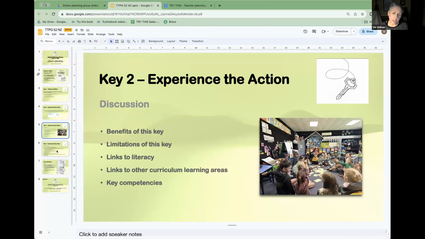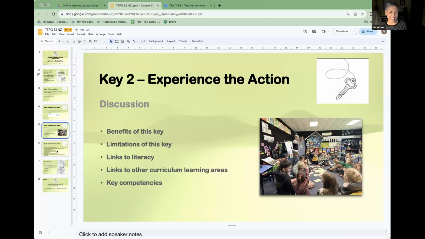In terms of curriculum learning areas, depending on the book that you choose, clearly you could take this into Anzacs, you could take this into New Zealand history, you could take this into your pūrākau from your local area. The context is all there in the book for you, and a huge advantage of this key is that it doesn't require very much planning at all. As long as I know the book, I can just walk into a classroom and give it a go.